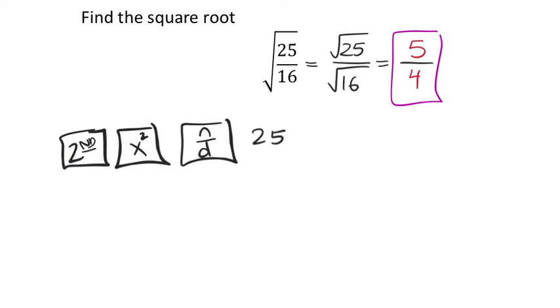25 over, so you go down and then push 16. Then push enter. And it will tell you you got 5/4. So it ends up being the same thing.